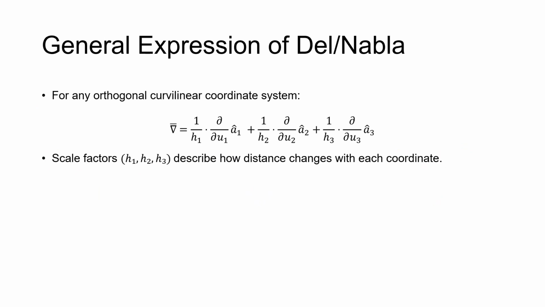Now we move to the general expression of nabla or del. Del, this is its symbol which we'll use, is equal to 1 over h1 partial by partial u1 in the direction of a1, plus 1 over h2 multiplied by partial u2 in the direction of a2, finally plus 1 over h3 multiplied by partial u3 in the direction of a3, and of course h1, h2, h3 are just the scaling factors, and they describe how the distance changes with the coordinate system.